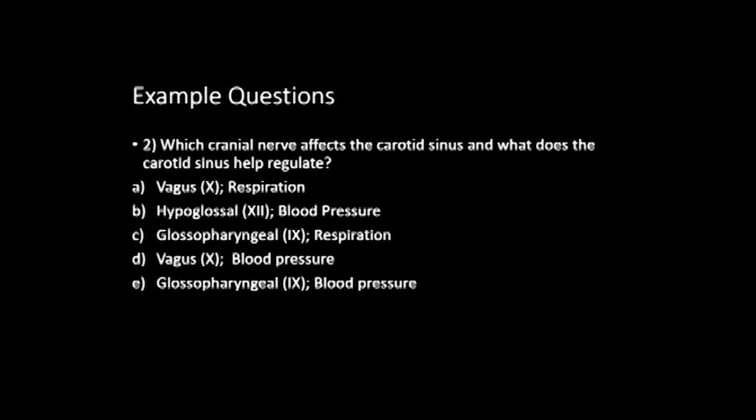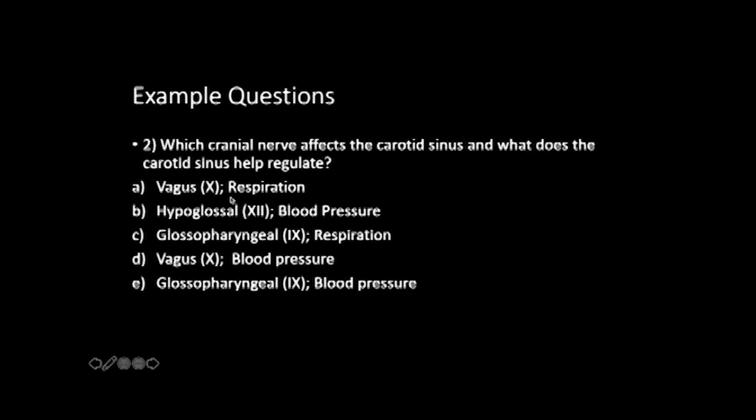Next question, which cranial nerve affects the carotid sinus and what does the carotid sinus help regulate? So this was part of the common carotid artery. It's where it splits off into external and internal carotids. It contains baroreceptors there, so it's basically a reflex point. So when we're talking about that, it would have nothing to do with respiration. It's nothing to do with the diaphragm, the lungs, anything. This would have to do with blood pressure. So anything with respiration is out.